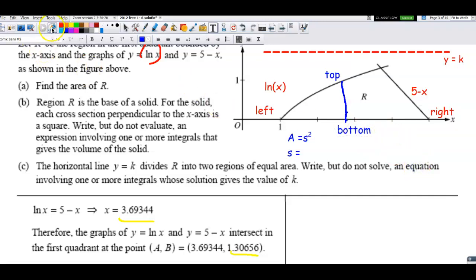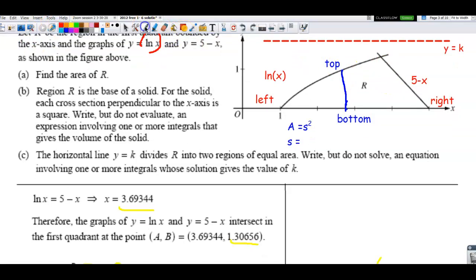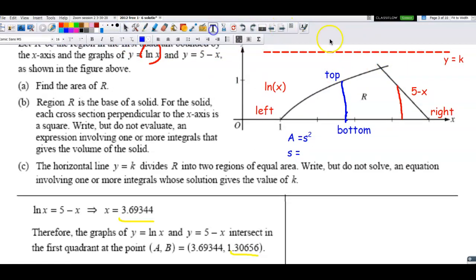But then when you keep accumulating the area, over here, we change curves. So we have another top minus another bottom.